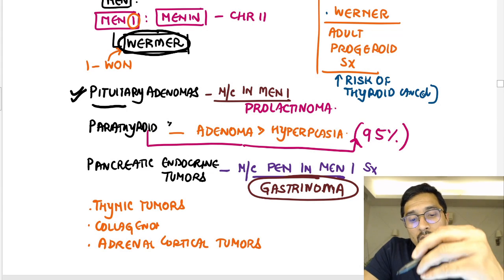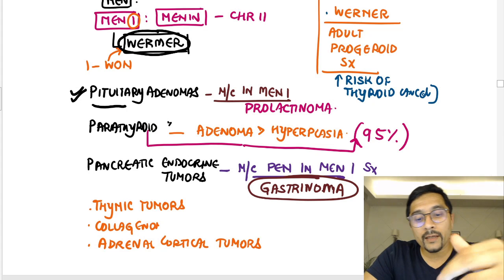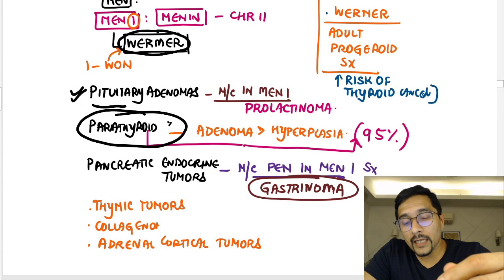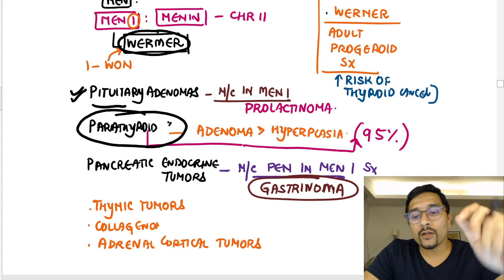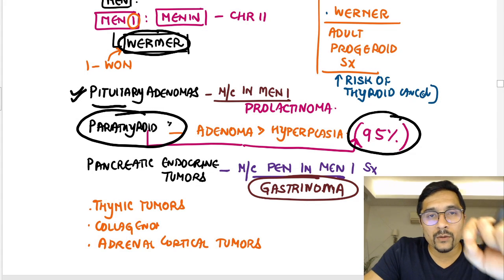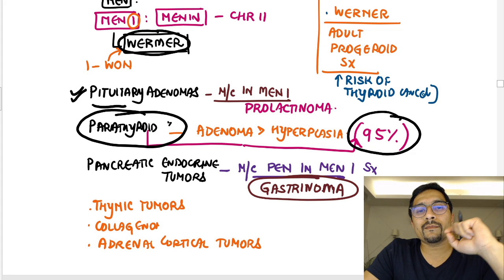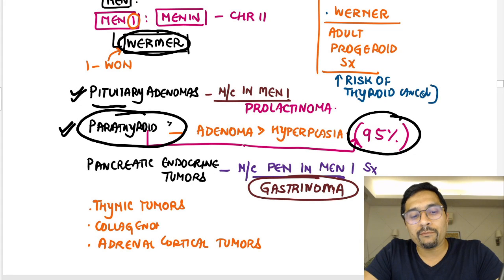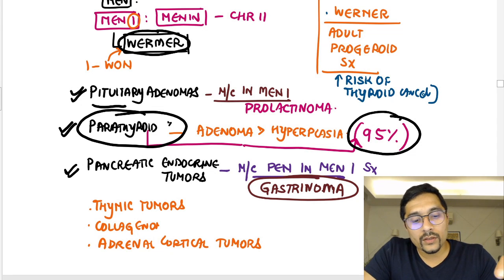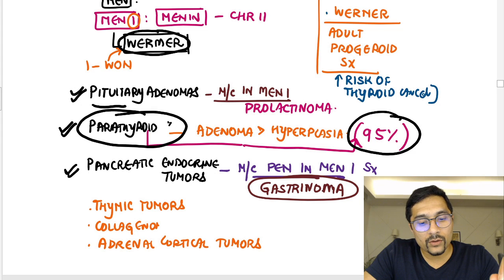Which are most common in MEN 1? One is a prolactinoma. Parathyroid abnormalities, adenoma more common than hyperplasia, and parathyroid problems are the most common problems in MEN 1. More than 95% of patients with MEN 1 will have parathyroid abnormalities. Pancreatic endocrine tumors, most common in MEN 1 is a gastrinoma. You can also get thymic tumors, carcinoids, and adrenal cortical tumors.